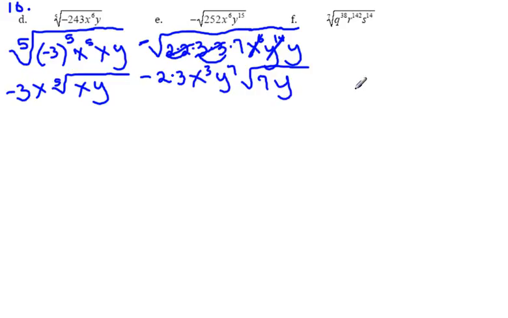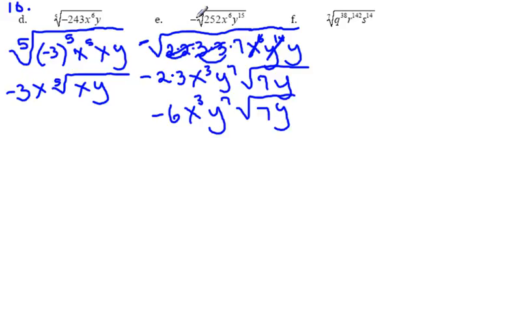Do you think I'm finished yet? The answer to that is no, because I still need to multiply my 2 and my 3 over here. So that becomes negative 6 x cubed y to the 7th times the square root of 7y. And there you go. That should be the answer to it.